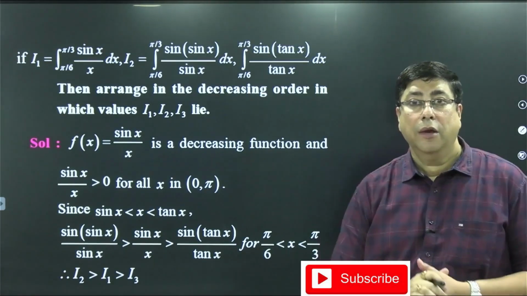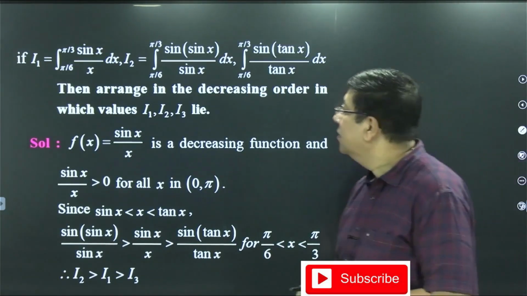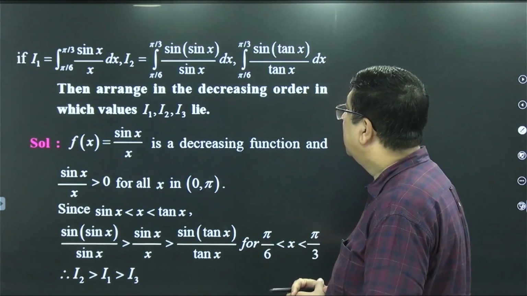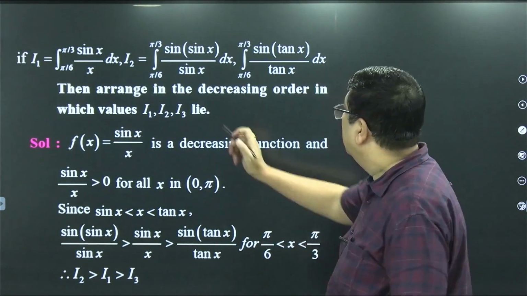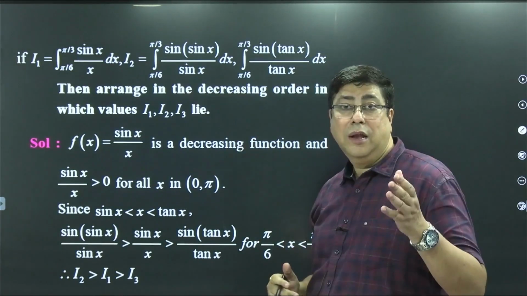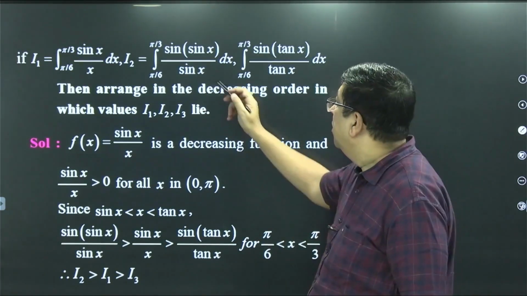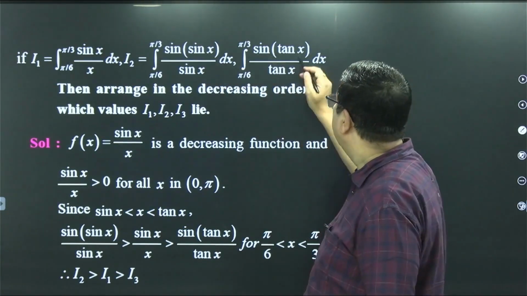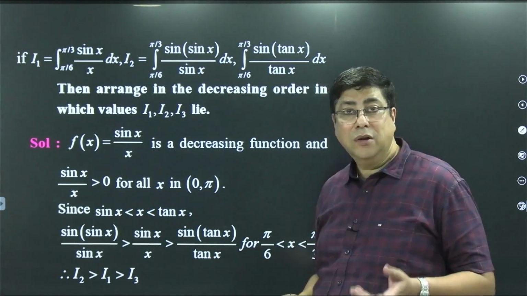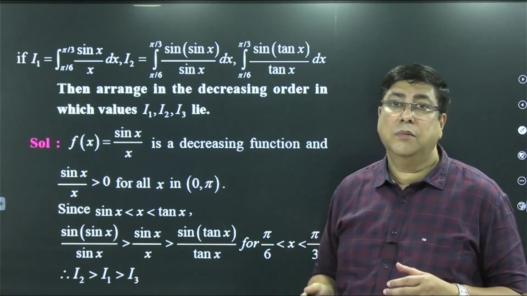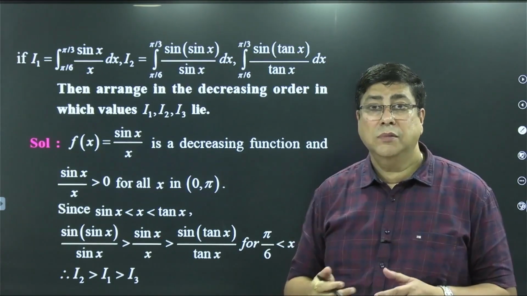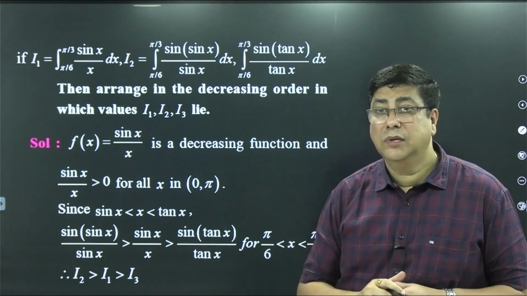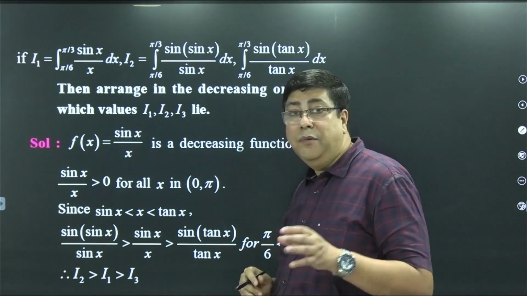Let's solve one interesting sum. In this case, I1 equal to integration pi by 6 to pi by 3 of sin x by x. Similarly, the same integral, the upper limit and lower limit same, and the function is sine of sin x by sin x, sine of tan x by tan x. So which is greater and which is lesser? Really these types of sums are very important for the entrance examination.